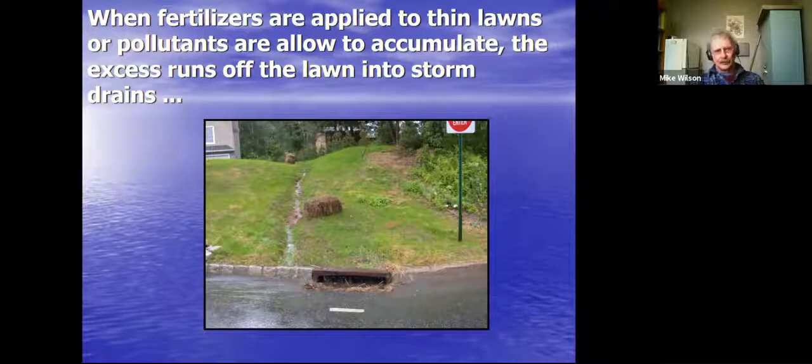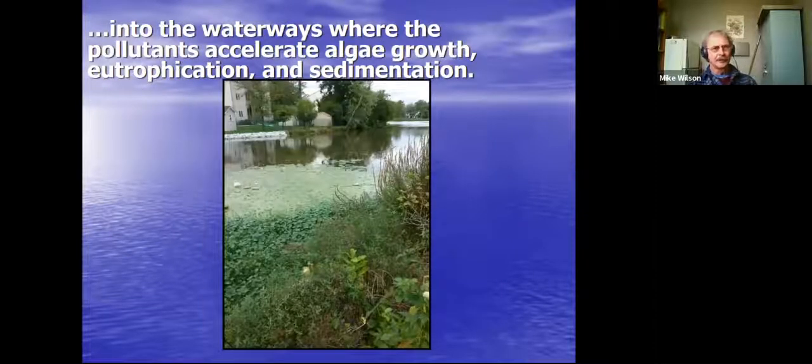So when fertilizers are applied to thin lawns, or when pollutants are allowed to accumulate, the excess runs off the lawn or stored area into the storm drains. And once it enters the storm drains, eventually those drains are connected to waterways. So once it enters that storm drain, it goes into the waterways where the pollutants accelerate that algae growth, an accelerated rate of eutrophication, and an accelerated rate of sedimentation, and gives us our polluted waterways.